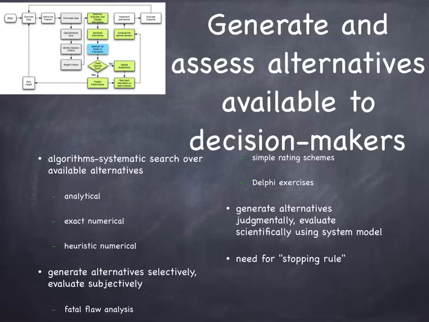Or we can just generate our alternatives judgmentally and then evaluate them systematically using a model. We can iterate this process. At some point we need a decision, or we need a decision that is at least as good as some threshold. We need to have some way of knowing when to stop doing analysis and actually start making a decision.